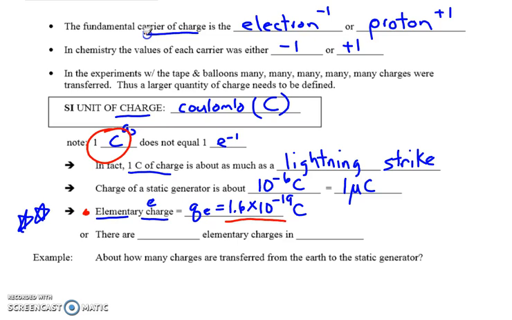So we could turn that around and say, well, how many electrons would we need to make a coulomb? Well, we just take the reciprocal of this number. So if we take the reciprocal of 1.6 times 10 to the -19, we find that there are 6.25 times 10 to the 18th. How many charges are in 1 coulomb?